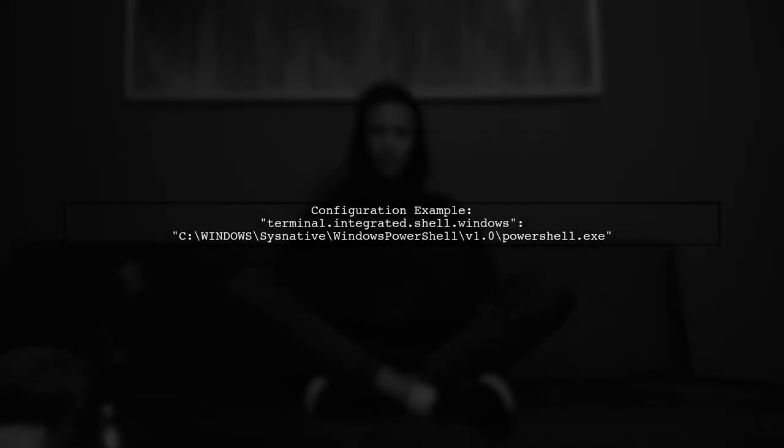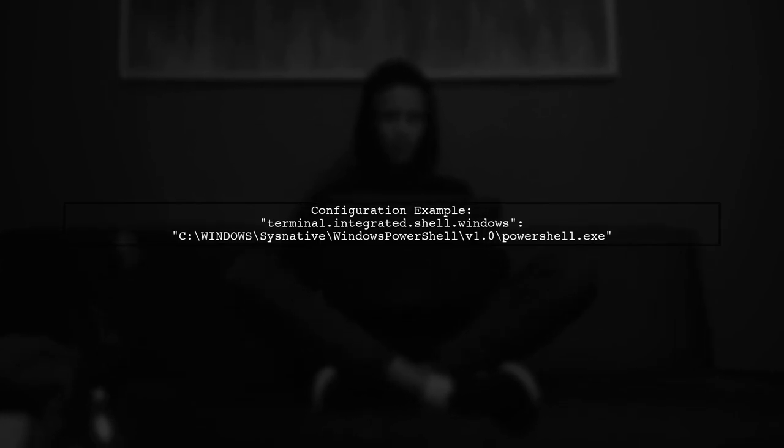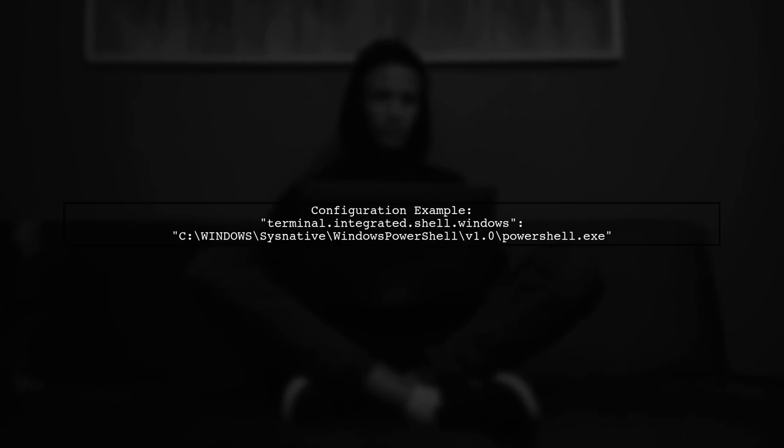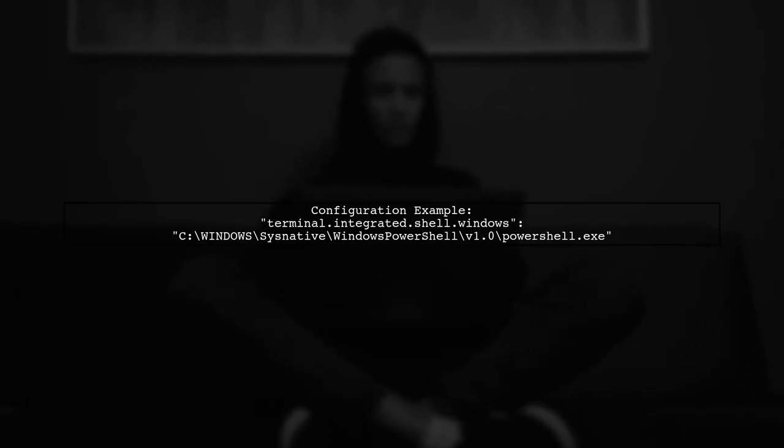So let's continue on. If your PowerShell integrated terminal in Visual Studio Code is hanging, the first step is to check your configuration settings. Make sure that the path to PowerShell is correctly set. For a 64-bit version, it should point to sysnative.